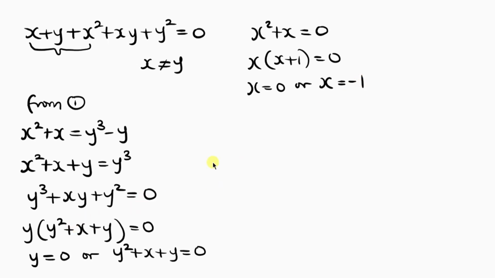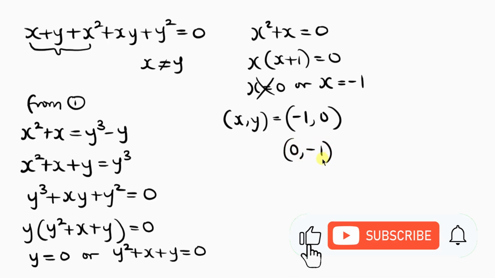So the values for x and y we have here: y to be 0 and x to be 0. We've already got x and y to be 0, so no need of writing that again. Now for this, we have x to be negative 1 and y to be 0. And by symmetry, we can also have x to be 0 and y to be negative 1. That's by symmetry.